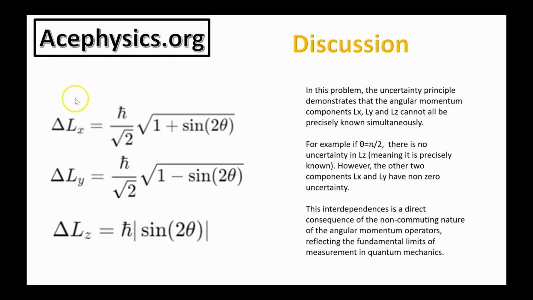On this slide, I have the quantum mechanical uncertainties in Lx, Ly, and Lz. These are the expressions we just worked out. In this problem, the uncertainty principle demonstrates that the angular momentum components Lx, Ly, and Lz cannot be precisely known simultaneously. For example, when theta is equal to pi over 2, the uncertainty in Lz is 0. There is no uncertainty in Lz, meaning it is precisely known. However, the other two components, Lx and Ly, have non-zero uncertainty. This interdependence is a direct consequence of the non-commuting nature of the angular momentum operators, reflecting the fundamental limits of measurement in quantum mechanics.